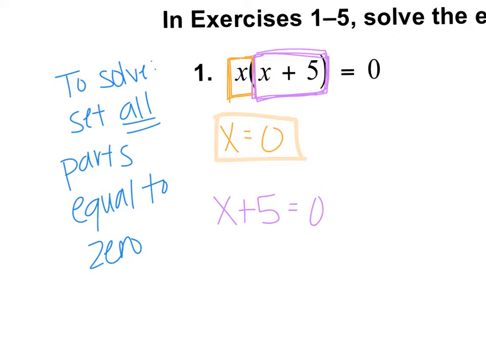I heard somebody over here say it. Aaron, did you say it? What'd you say? Subtract. Good, I need to subtract 5 from both sides. So I'd get x equals negative 5. All right, so my two solutions here would be x equals 0 and x equals negative 5.